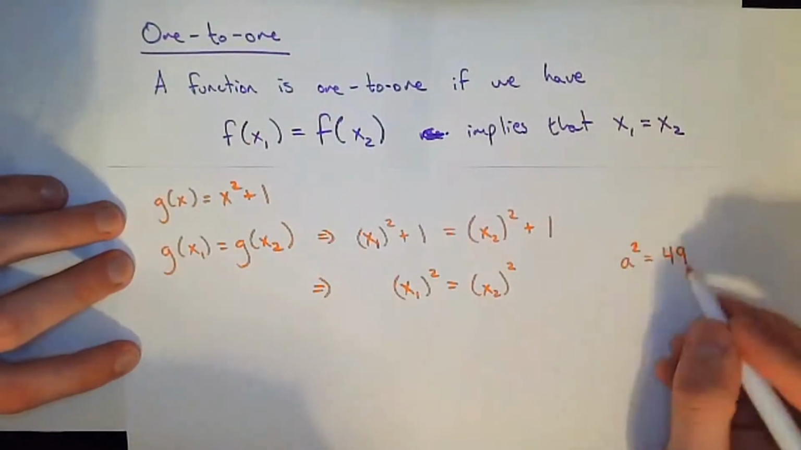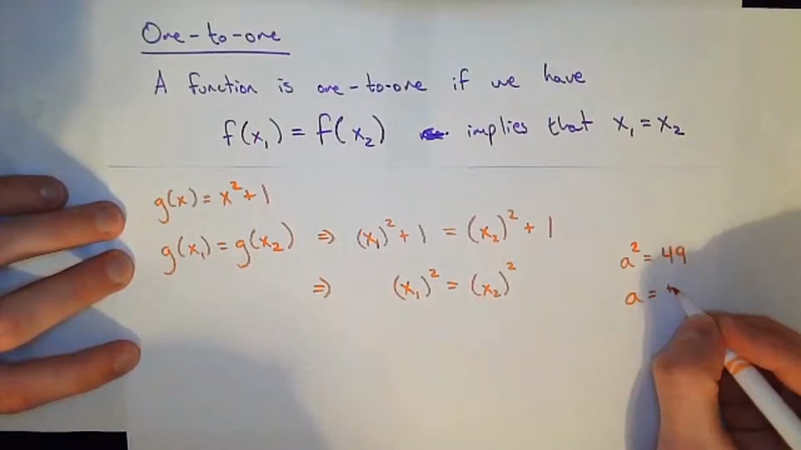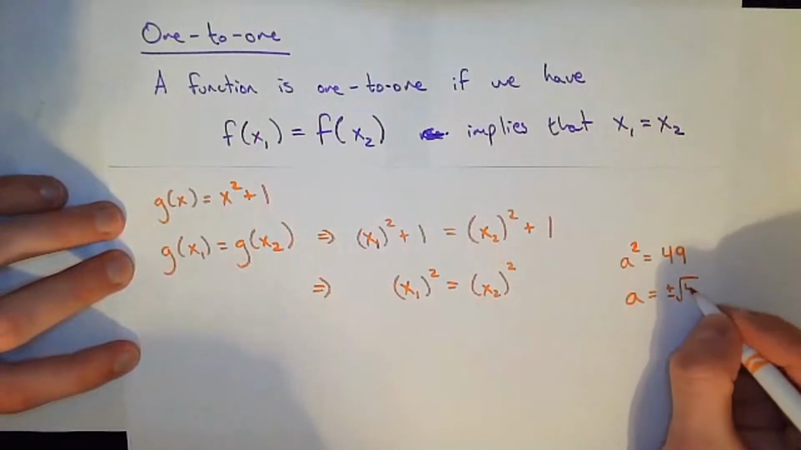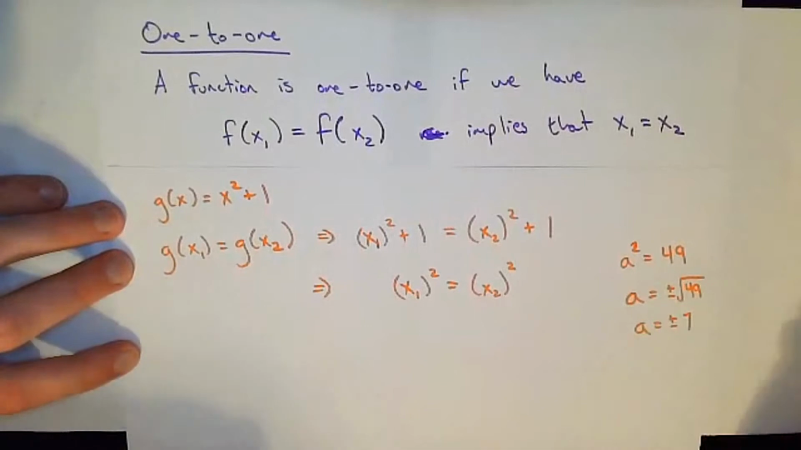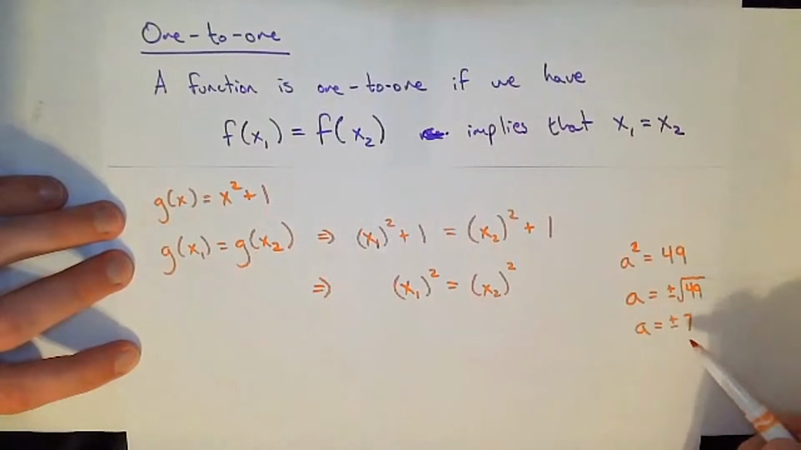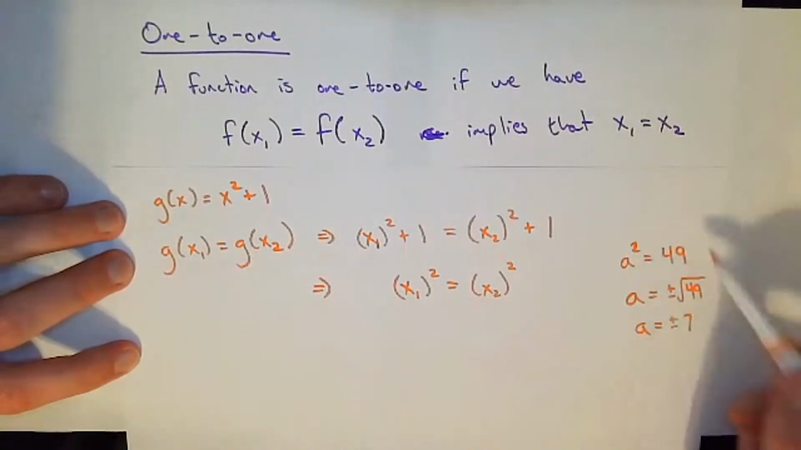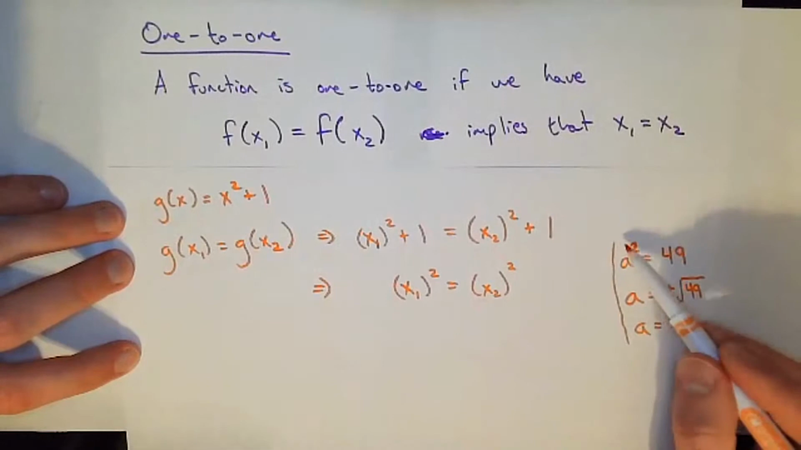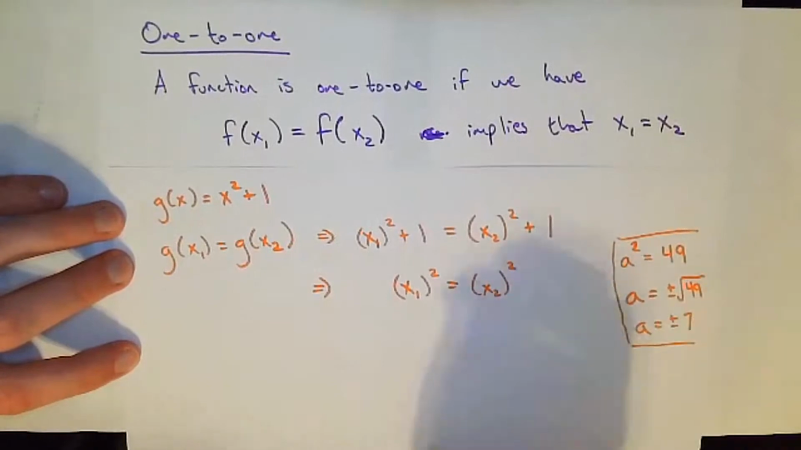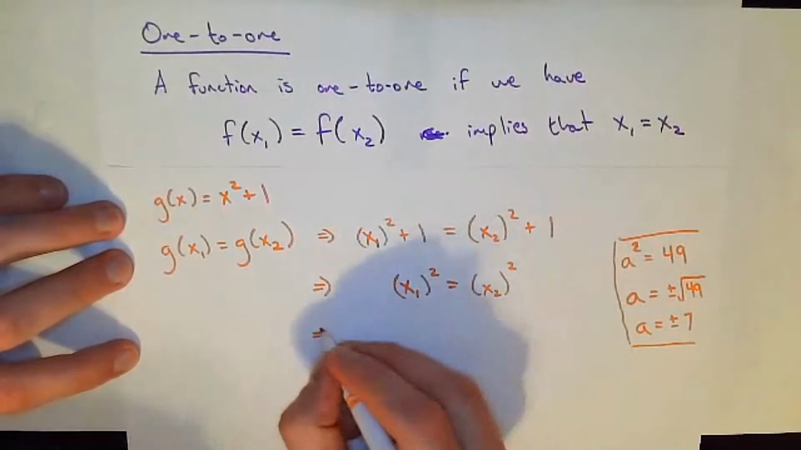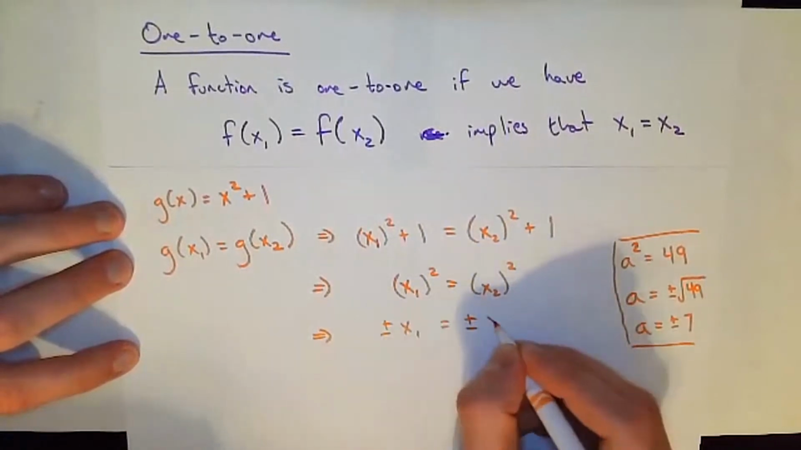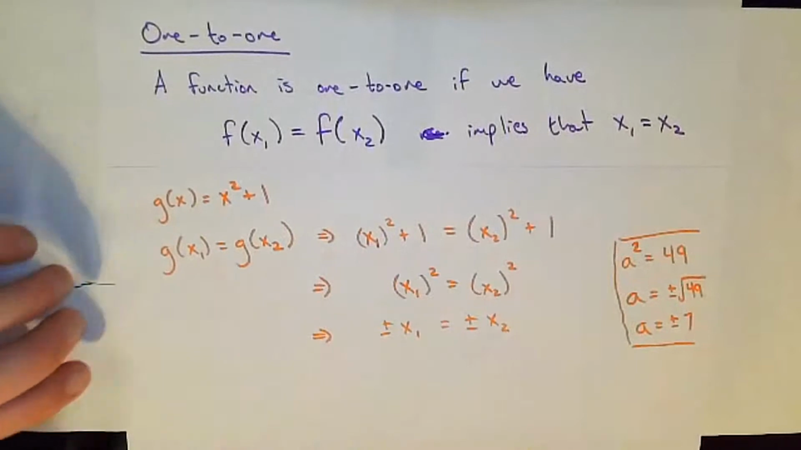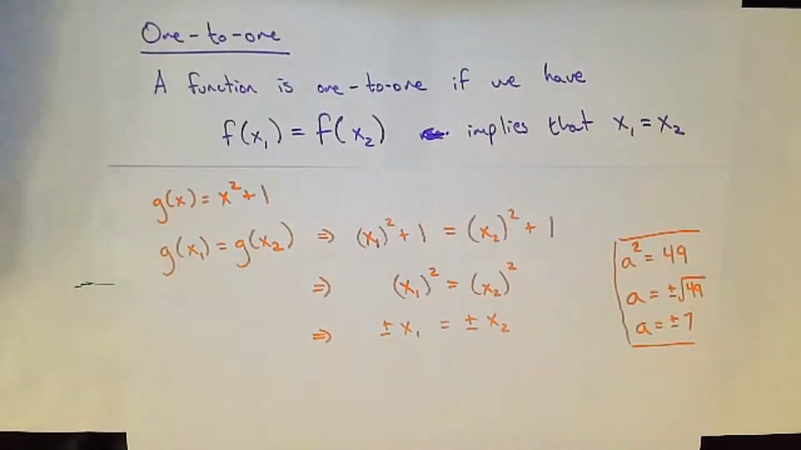Whenever I square root in an equation like this, I have to add the plus or minus, right? The plus or minus. Because in this case over here that I drew, 7 and -7 satisfy this equation. That idea is going to hold here. So what do I have? Plus or minus x1 is equal to plus or minus x2, meaning they might be the same sign or they might not be.